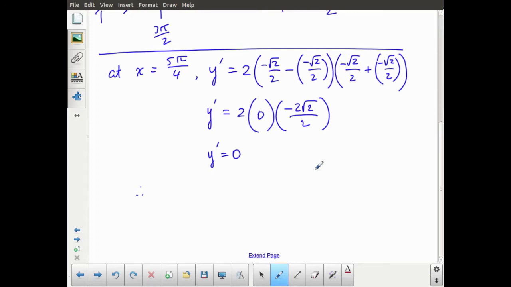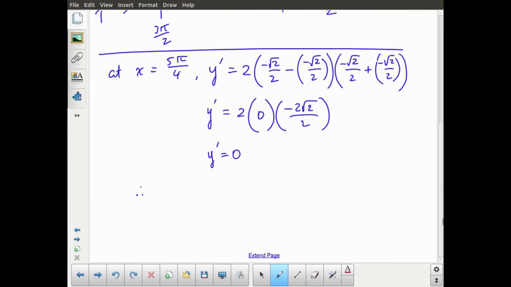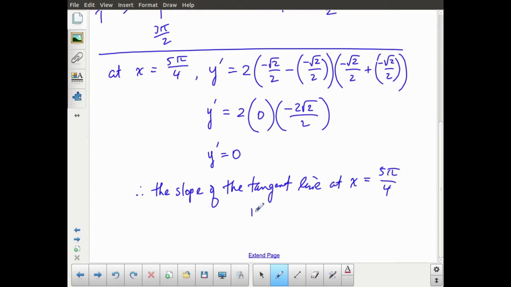So therefore, let's just see, what did the question want? It wanted the slope of the tangent line. Therefore, the slope of the tangent line at x equal 5 pi by 4 is 0, which is what we found right here.